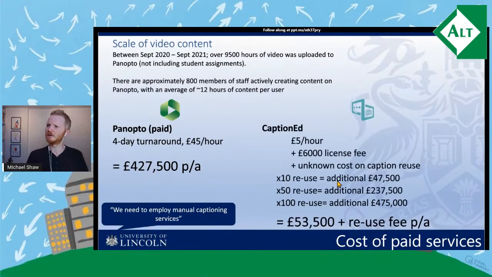And CaptionEd comes with a license fee and then a £5 per hour caption fee, but then fees on how many times each transcript is reused, which is a highly unpredictable value, and it makes it very hard to budget for. It could be anywhere between £50,000 per year up to hundreds of thousands per year. And with each of these large sums of money, we still don't reach 100% accurate captions.